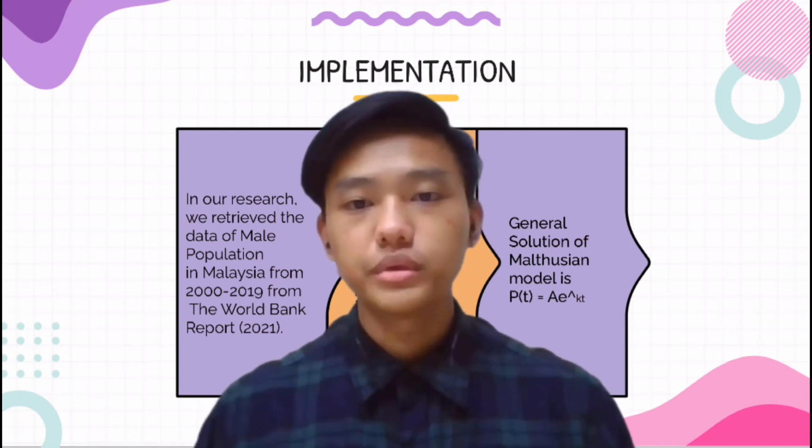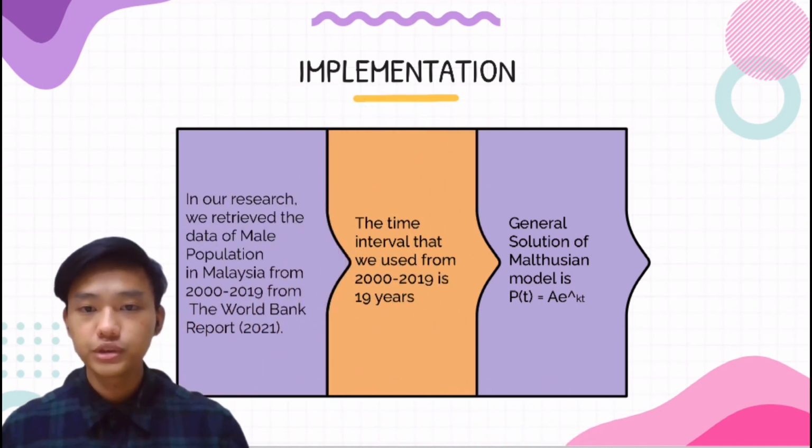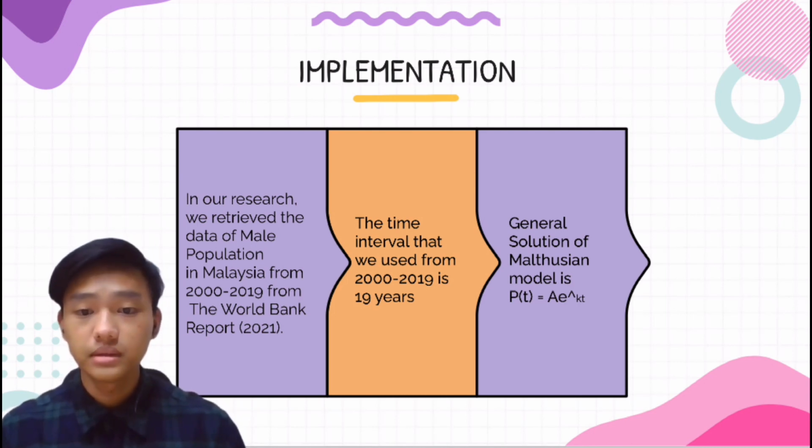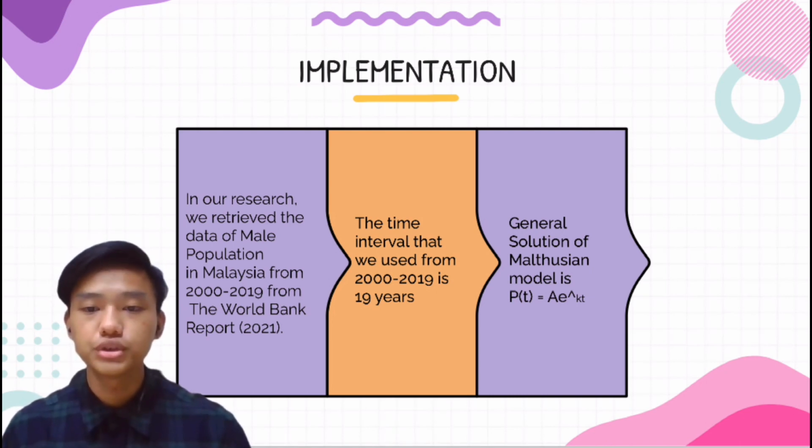Now we're moving on to implementation. In our research, we retrieved the data of male population in Malaysia from 2000 until 2019 from the World Bank report. The timeline that we use is 19 years. The reason we chose 19 years is that we need to limit the solutions.